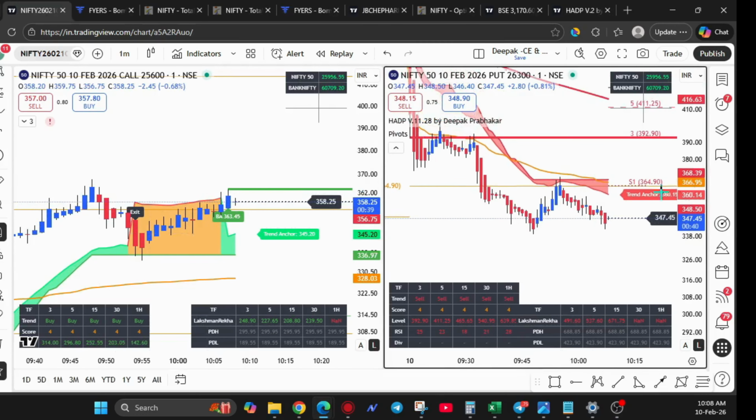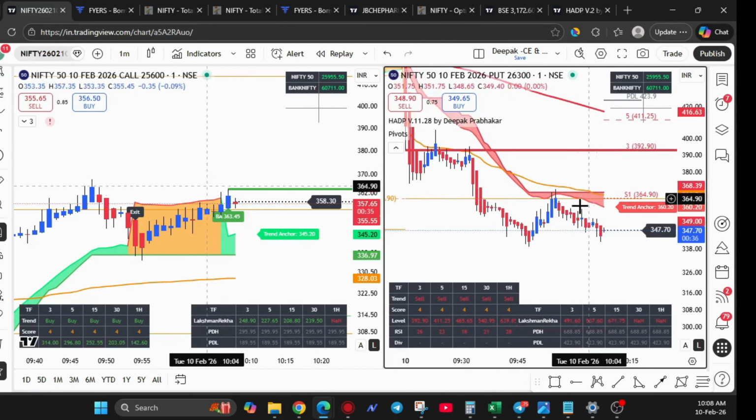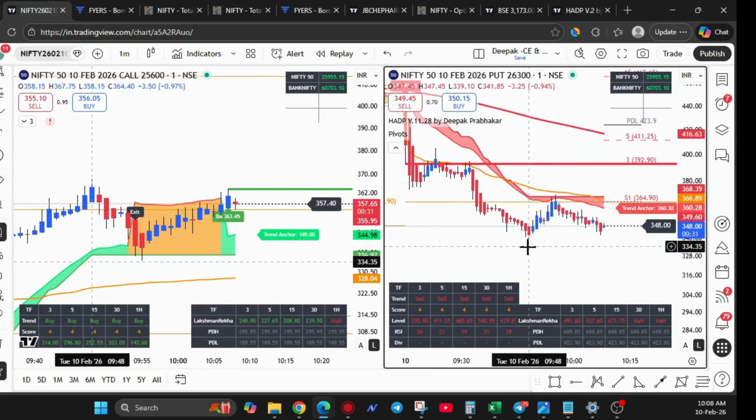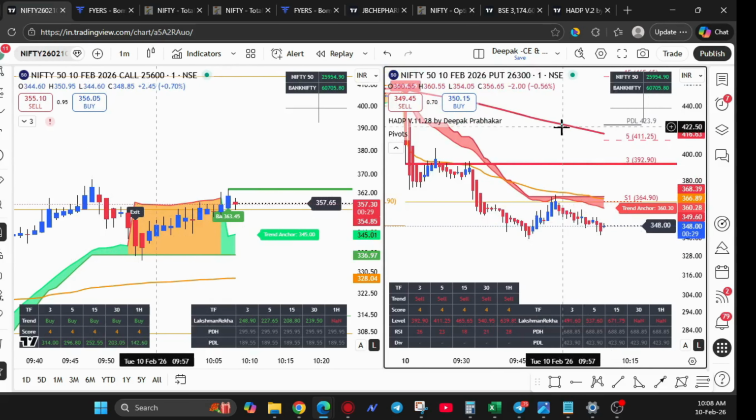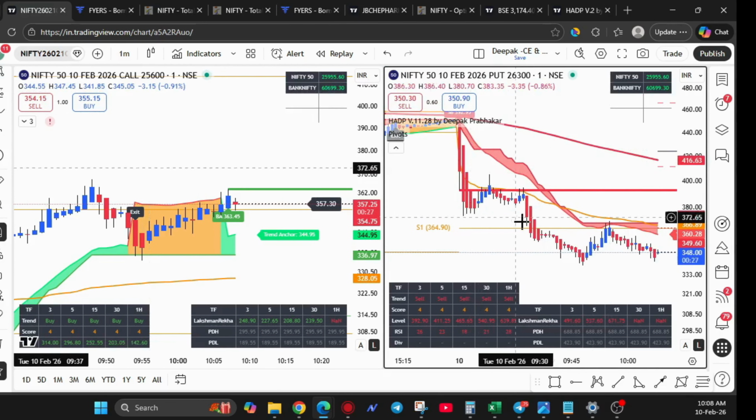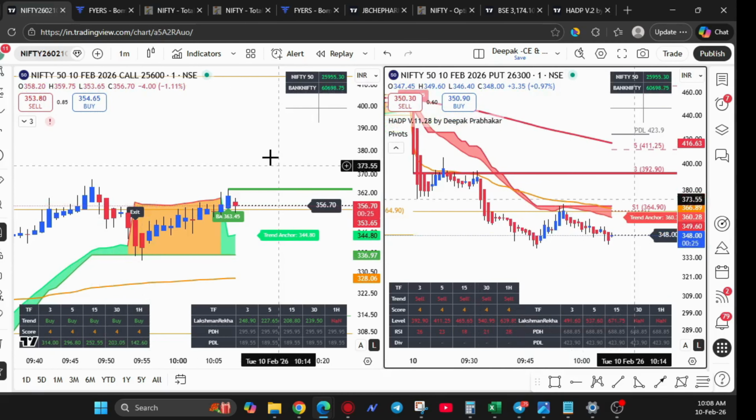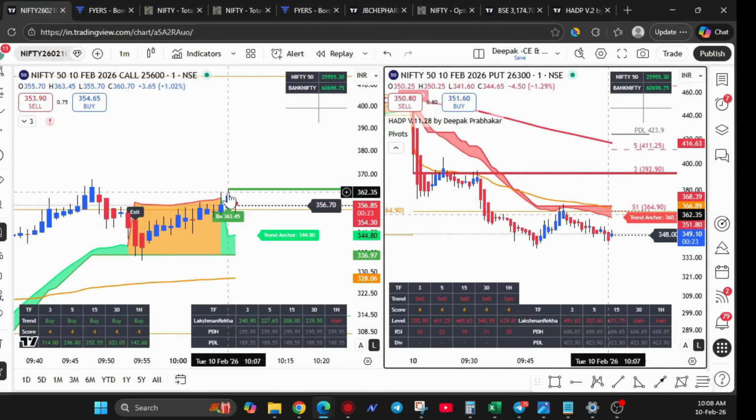The put is already in sell only, right? The trend is down only on the put side. It is below the candles, below the red one, right? So we don't need a fresh sell below to happen here, because the existing sell below itself is continuing. There is no exit. So we can buy if it crosses this level. So let's wait and see.